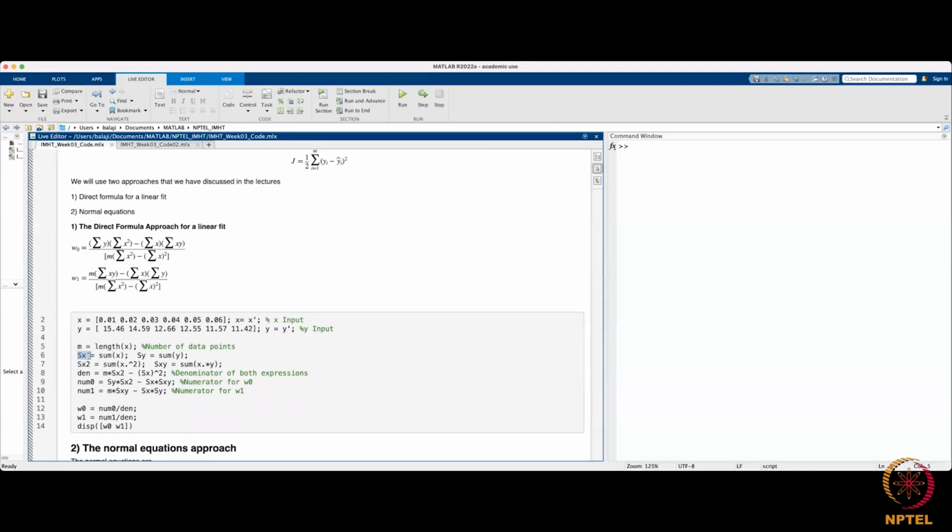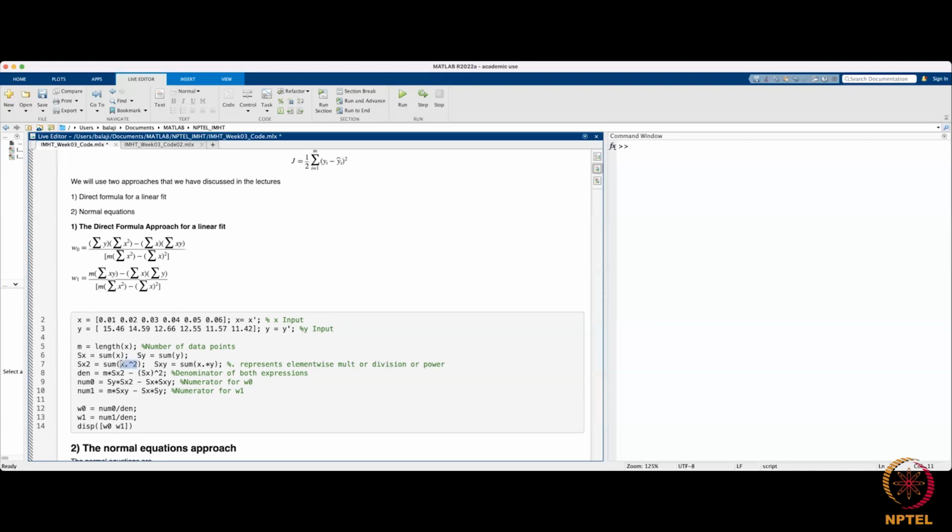Sx, I have put the terminology that capital S represents sum. So Sx is basically the sum of x. There is an internal function in MATLAB which does this. Sy is sum of y. Sx2 is obviously sum of x square. If you put a dot, it basically means every element of x is squared and gives a new matrix. So dot represents element wise multiplication or division, etc. You can do this, or power. You can do all those operations.